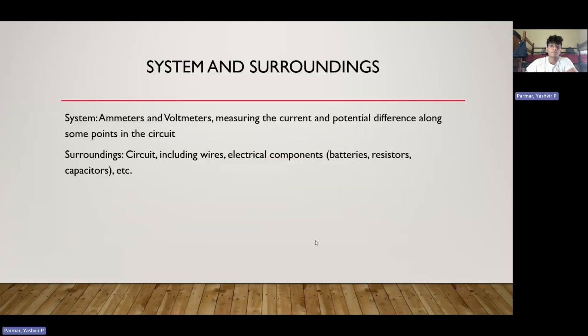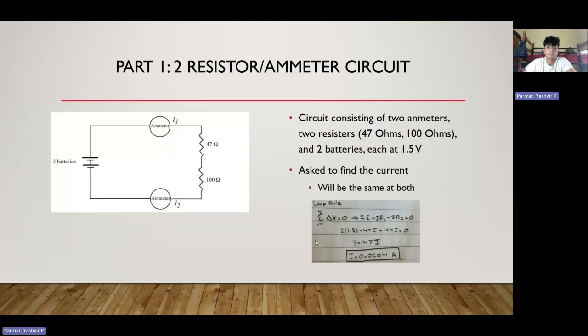Now for the experiment itself. The system of the experiment is the ammeters and the voltmeters, which measure the current and potential difference along some points in the circuit. The surroundings is the circuit, which includes the wires and the electrical components, like the batteries, resistors, and capacitors.